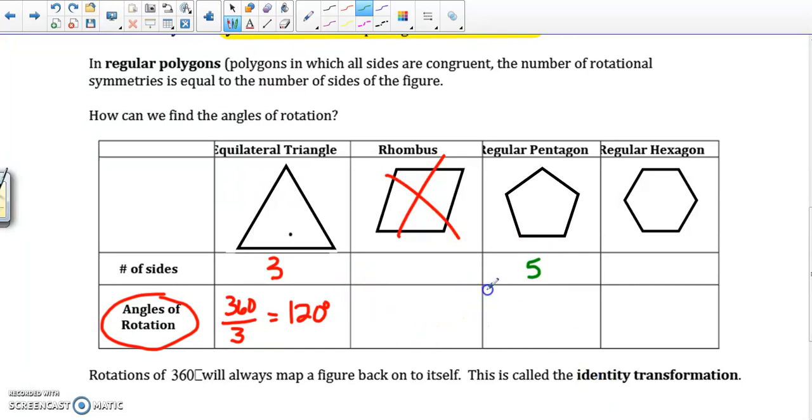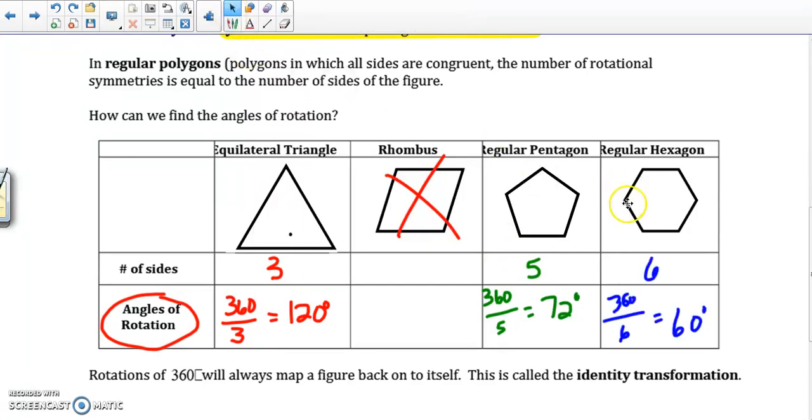So to find how many degrees are in each one of those turns, we just take our full circle, we divide it by 5, and I believe that is 72 degrees. All right, you got the idea? I'm going to pause. I want you to try the regular hexagon.